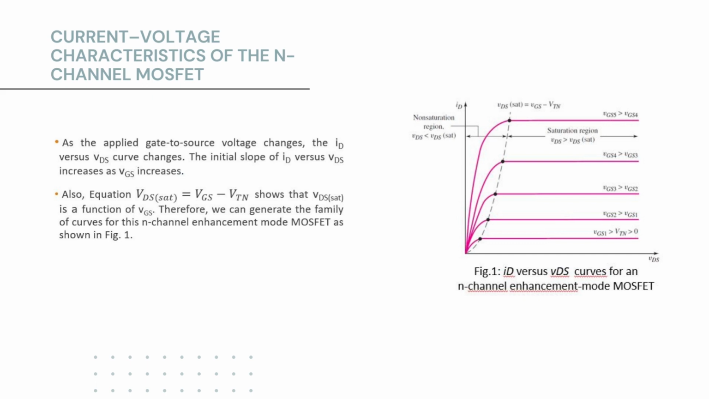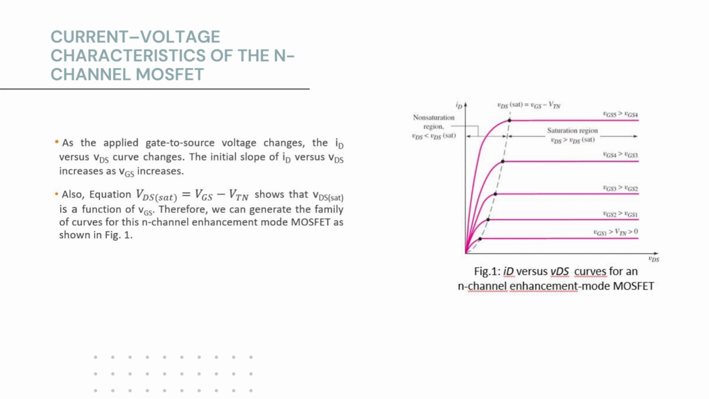So, this figure shows the ID versus VDS curve for an N-channel enhancement mode MOSFET. Here ID is on the y axis and VDS is on the x axis, and we can see there is a family of curves. There are various curves, each for a different value of the gate voltage. Whenever we draw the ID versus VDS curve, VGS remains constant, and if we make an ID versus VGS curve, then VDS will remain constant.